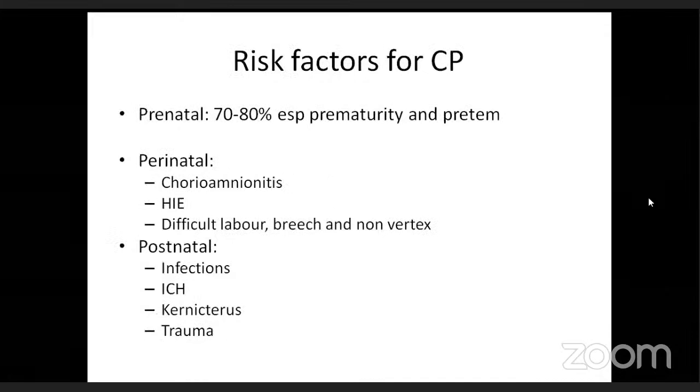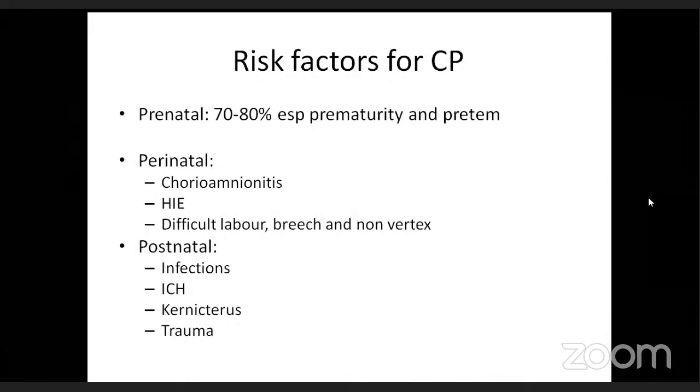Now, what are the risk factors for cerebral palsy? The most common is prenatal, especially prematurity and preterm babies. They are at maximum risk for cerebral palsy. Perinatal, you have chorioamnionitis, HIE, difficult labor because of breech or any other cause or non-vertex presentation. Postnatally, I think we are all well aware of kernicterus, which is a very typical cause of dystonic cerebral palsy. Then you have infections which can come postnatally, like childhood or neonatal meningitis, which can sometimes cause cerebral palsy.